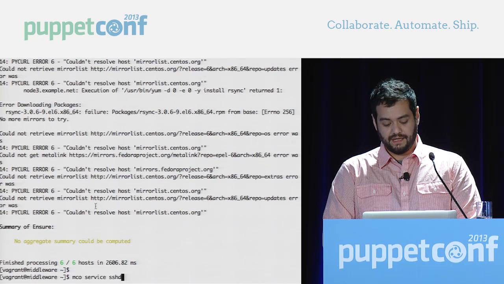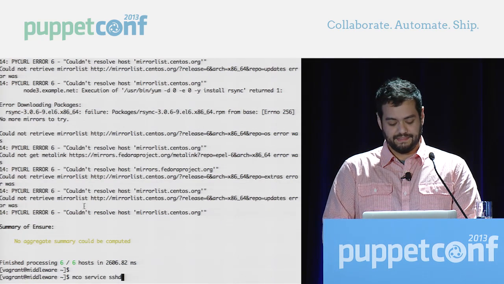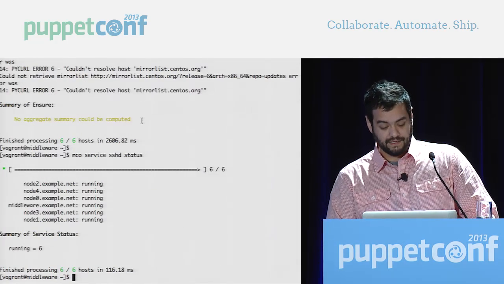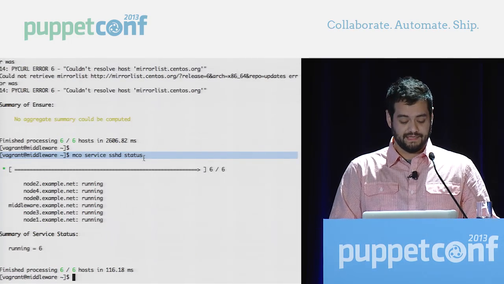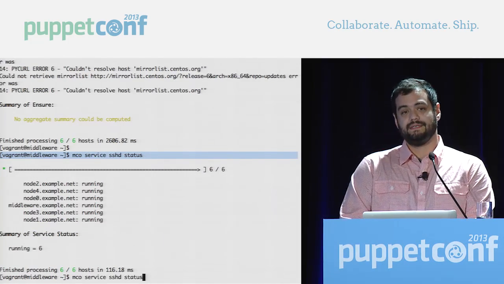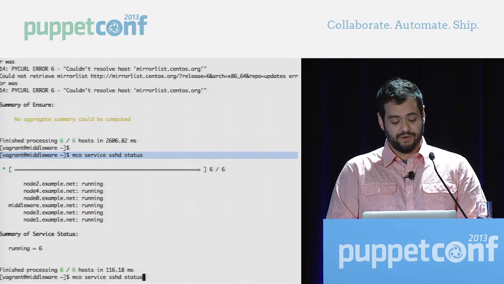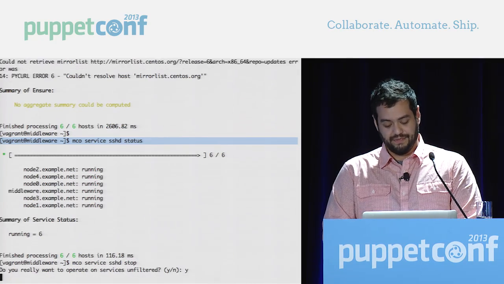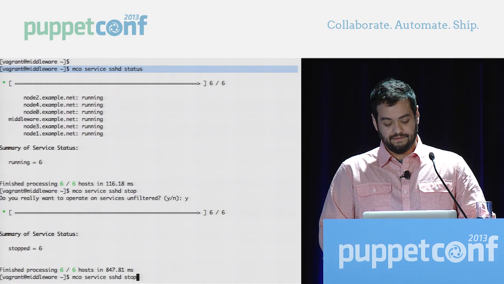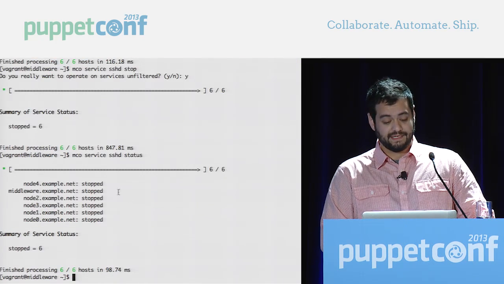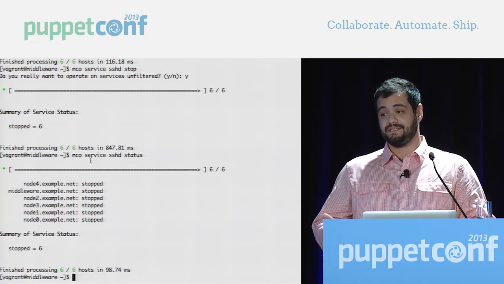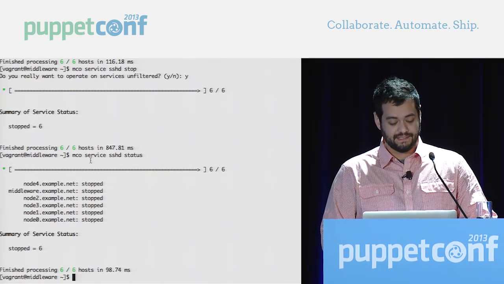Same thing here, running the MCollective service sshd status. And in this case, every node is running SSH. As I mentioned, it's using middleware as the transport and not SSH. So you can actually do something like stop SSH on all your nodes and see that it's actually stopped on all the nodes. And you can still interact with them and manage them via MCollective because it's out of band of SSH.